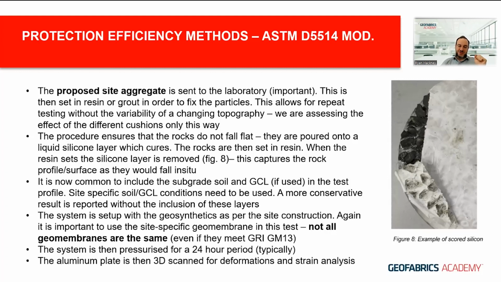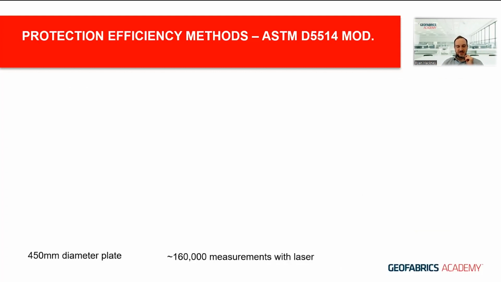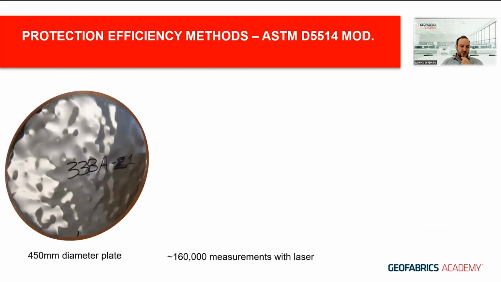And the aluminium sheet, we're using an aluminium sheet in this particular test methodology. It's a 0.3 mm aluminium sheet, and that's what's used to capture the deformations that are imposed on the geomembrane during this loading period. So at the end of the test, again, we recover that recording sheet. In this case, it's a 450 mm diameter plate.